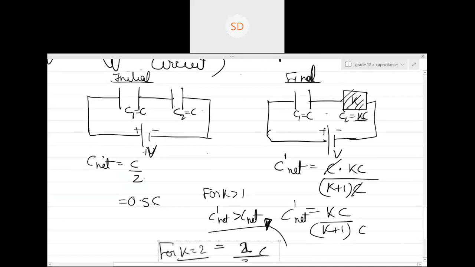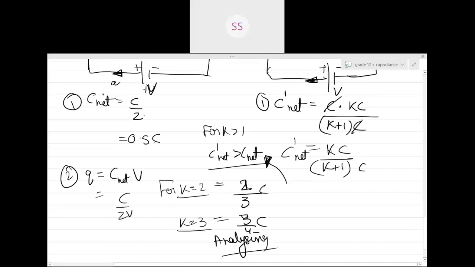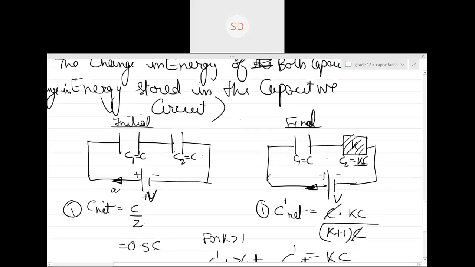Now see, guys, once you are done with finding out the net capacitance, what will you do after that? What is the charge to the battery? In the initial case, what is the charge? Q is basically C net into V, right? So this will be 0.5 C by 2 into V. In this case, what will be this thing, the charge Q dash?